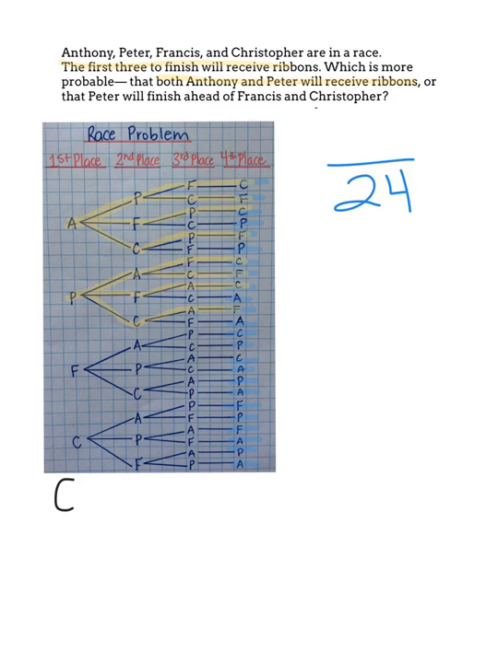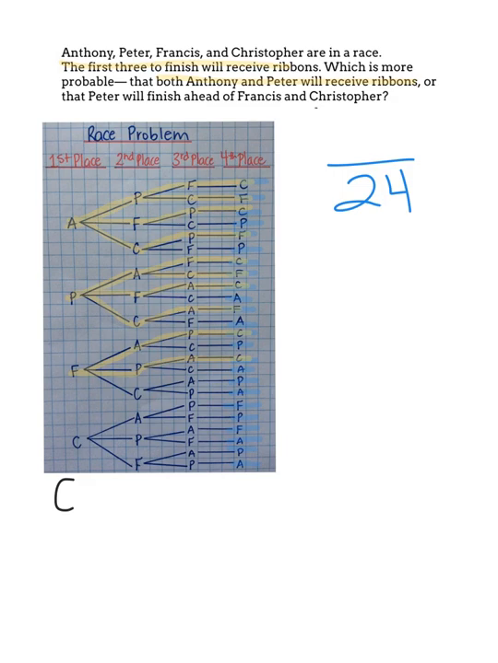Next situation, we've got Francis in first, but I see I've got Anthony in second and I've got Peter in third. So this one's going to work, but the next one doesn't because Peter is in fourth. So Francis first, then Peter second, then Anthony third. That one works, but the next one doesn't work because Anthony is in fourth. So we've got now Francis and then Christopher.